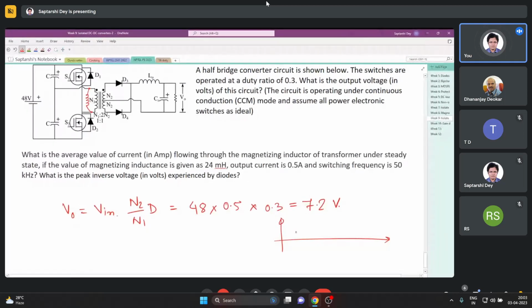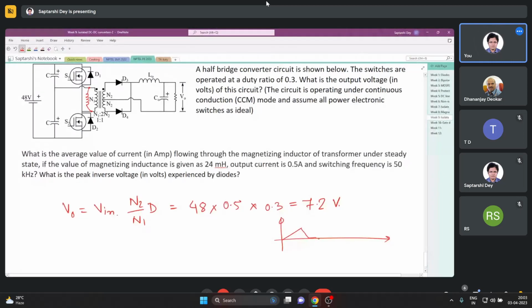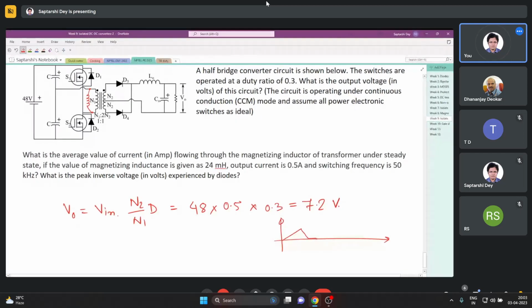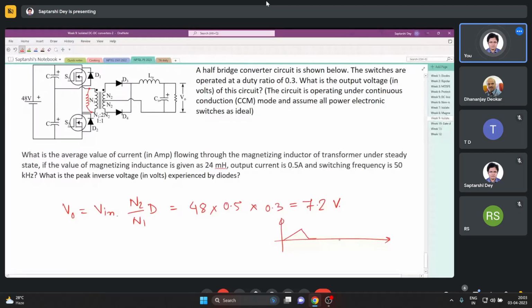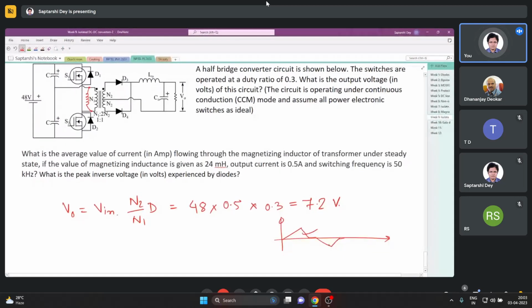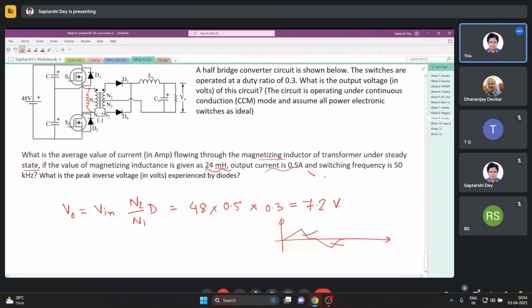The magnetizing current will look like this: increase, then drop, maybe stop for some time depending on the ratio, and then again increase. Sorry, increase, drop, and these two will be identical. So the average value of the magnetizing current at steady state will be 0. We do not even need all these things. It will be 0.